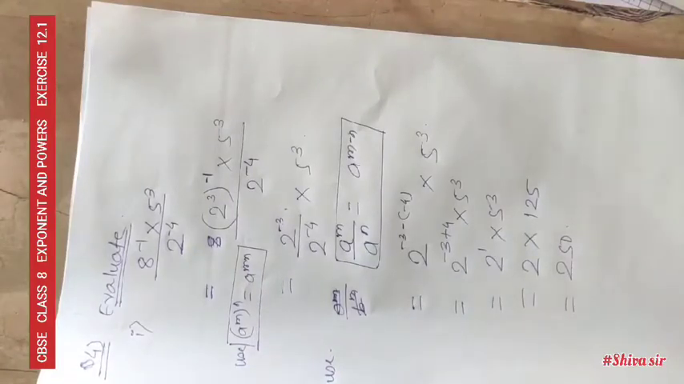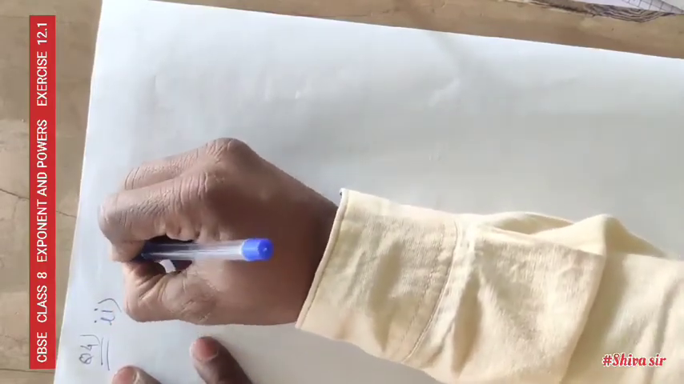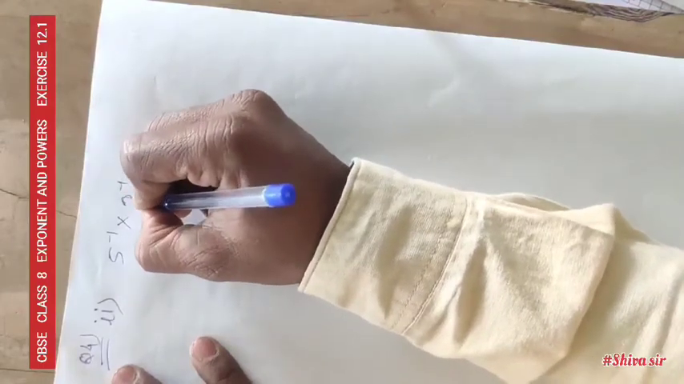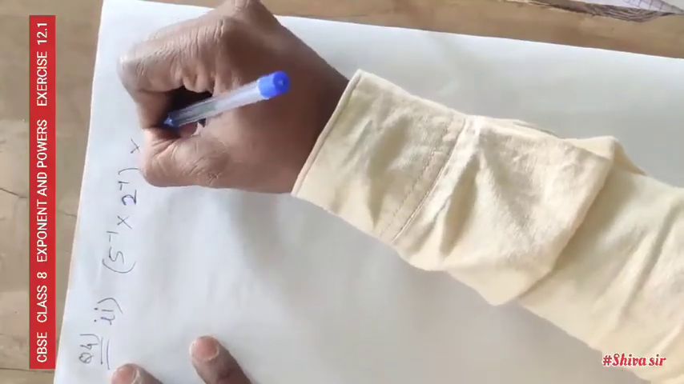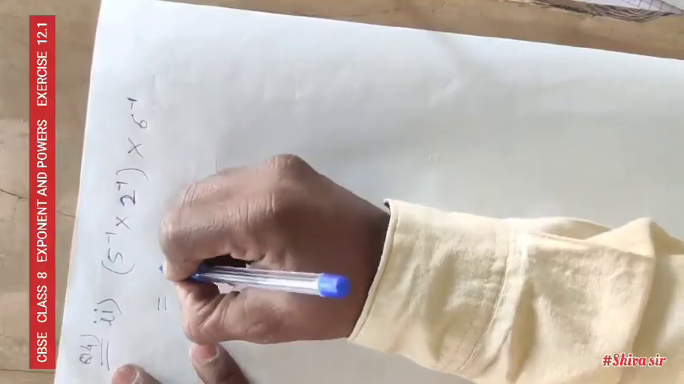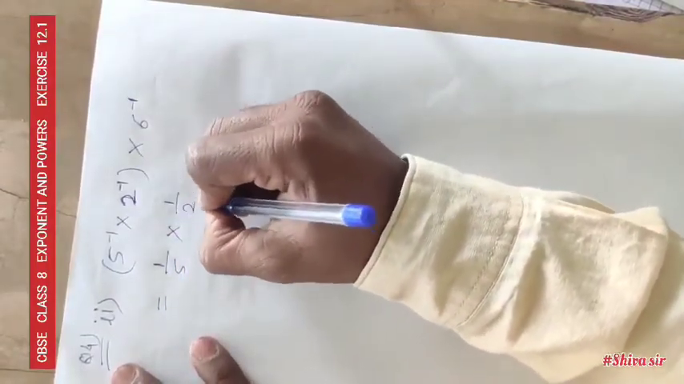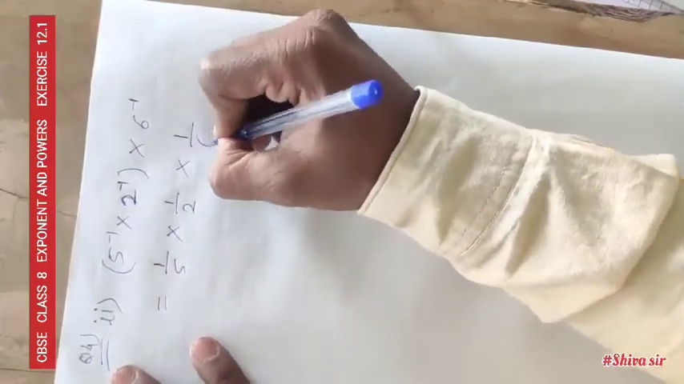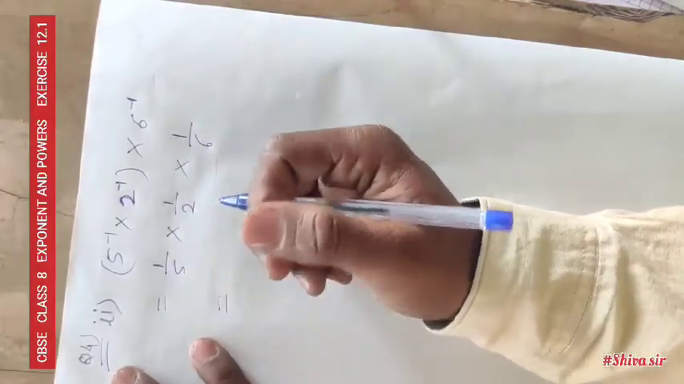Our answer is 250. Question number 4, our second example: 5 raised to the power minus 1, 2 raised to the power minus 1, into 6 raised to the power minus 1. In this example, 5 raised to the power minus 1 is 1 upon 5, 2 raised to the power minus 1 is 1 upon 2, and 6 raised to the power minus 1 is 1 upon 6. It's very easy because there are 3 fractions which are multiplied with each other.